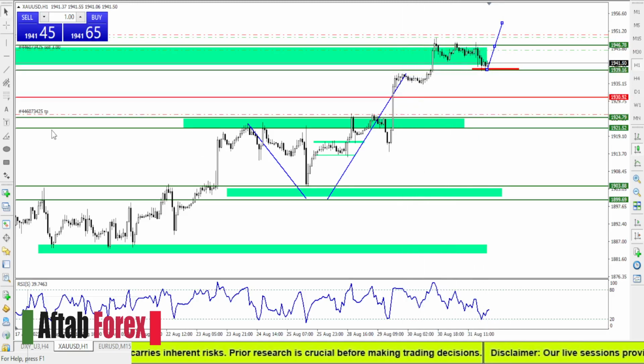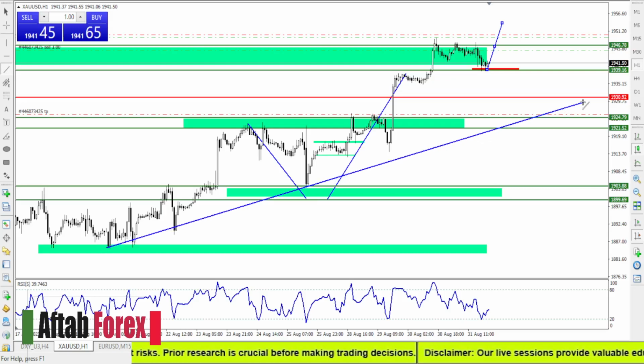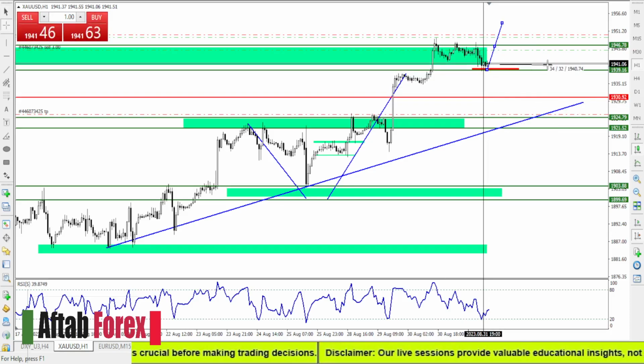This trend, if you can see, is a triple retest trend, I should say. Even if it drops, we will still be trading inside the trend, so that will not be very hard, right?